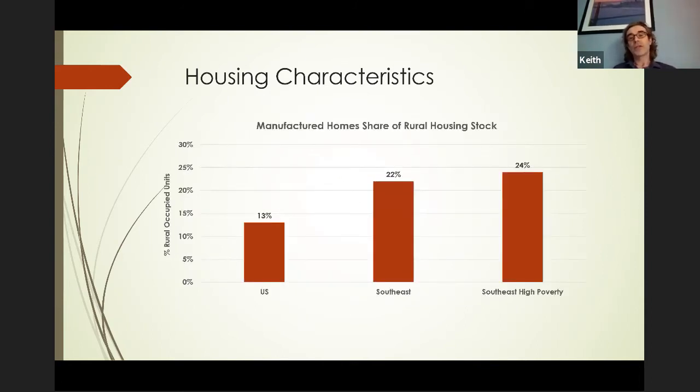And manufactured housing is important in rural areas. I like to point this out because in metropolitan areas, people don't see it a lot, but 13% of the US rural housing stock is manufactured homes, and 22% in the Southeast region overall, and 24% in those high poverty areas. So about 1 in every 4 houses is a manufactured home.